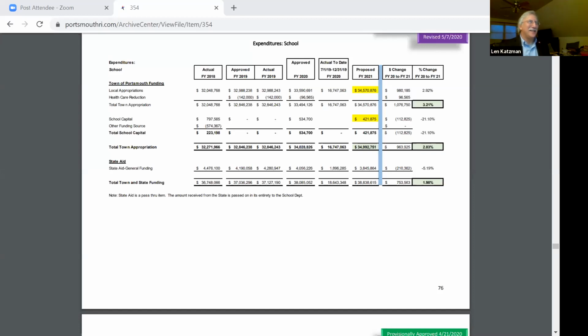Mr. Kelly? Aye. I think he said aye. Okay. Dr. Ryan? Aye. And Mr. Aguirre? Aye. We are also asking for new provisional approval of an allocation of school capital from the town of $421,875.